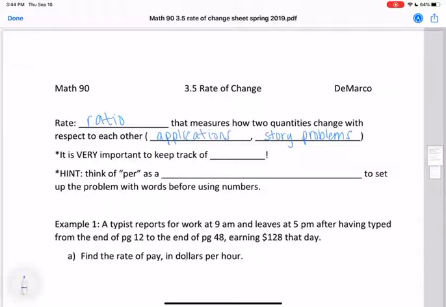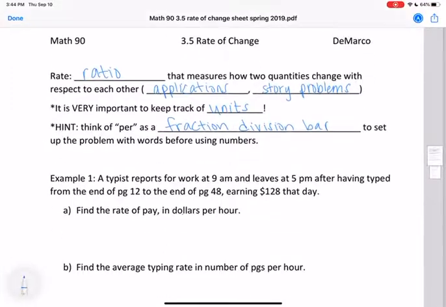It is very important to keep track of your units, so that's how you label it. And as a hint, think of the word per, like miles per hour. Think of it as a fraction or division bar, to help you set up the problem with words before using numbers.